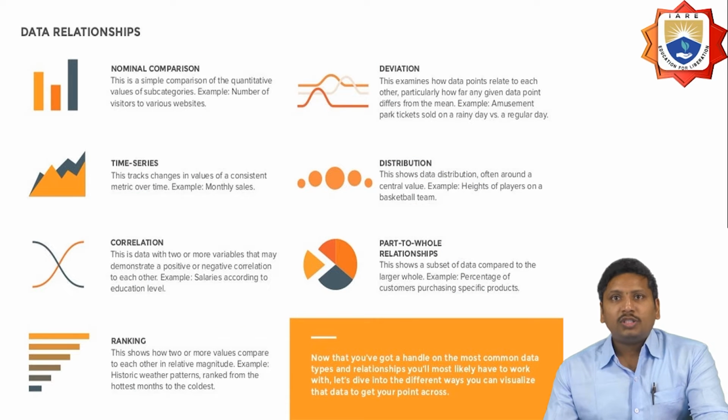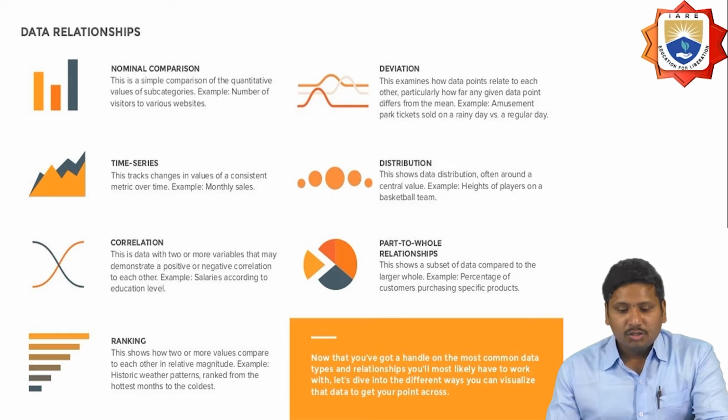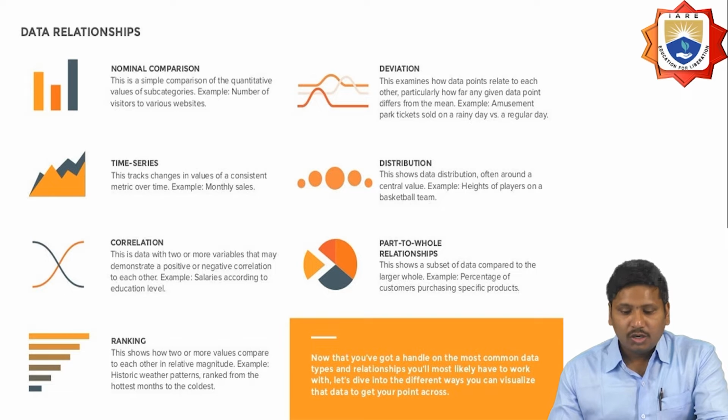Next, we have to see the data relationships. Data relationships means what types of relations can be maintained between one kind of data and another. The first one is nominal comparison. What is nominal comparison? This is the simple comparison of the quantitative values of subcategories. An example is the number of visitors to our various sites. How many visitors are visiting our site would be a nominal comparison.